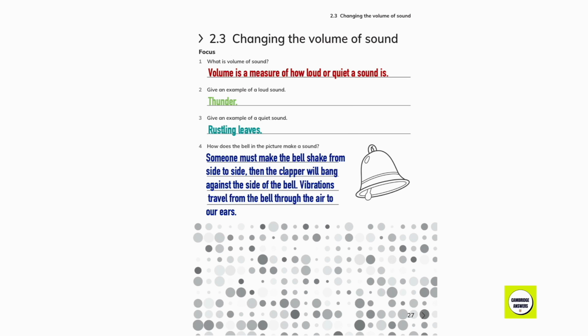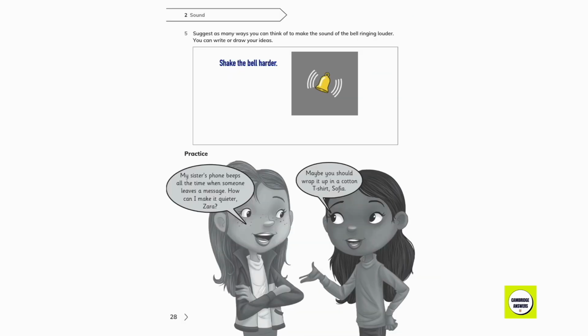How does the bell in the picture make a sound? Someone must make the bell shake from side to side. Then the clapper will bang against the side of the bell. Vibrations travel from the bell through the air to our ears. Suggest as many ways you can think of to make the sound of the bell ring louder. You can write or draw your ideas.